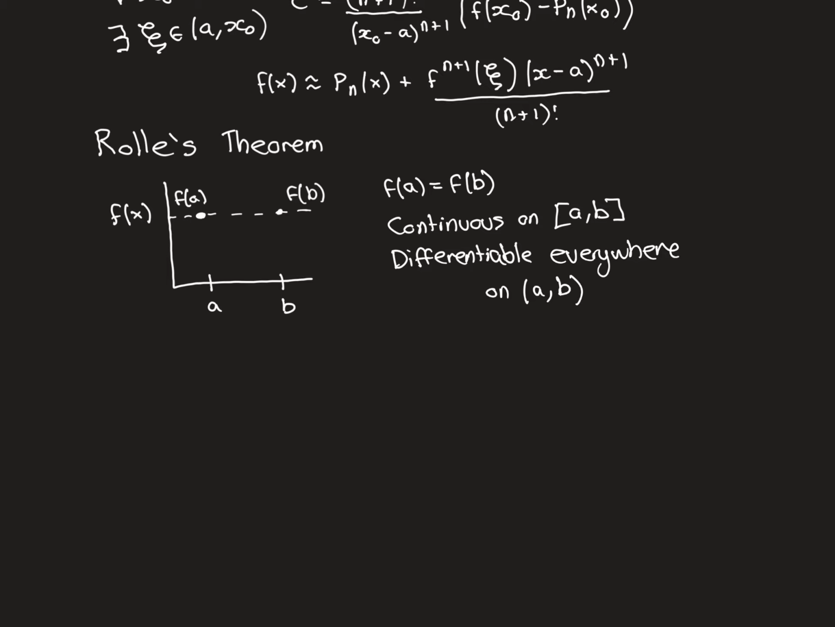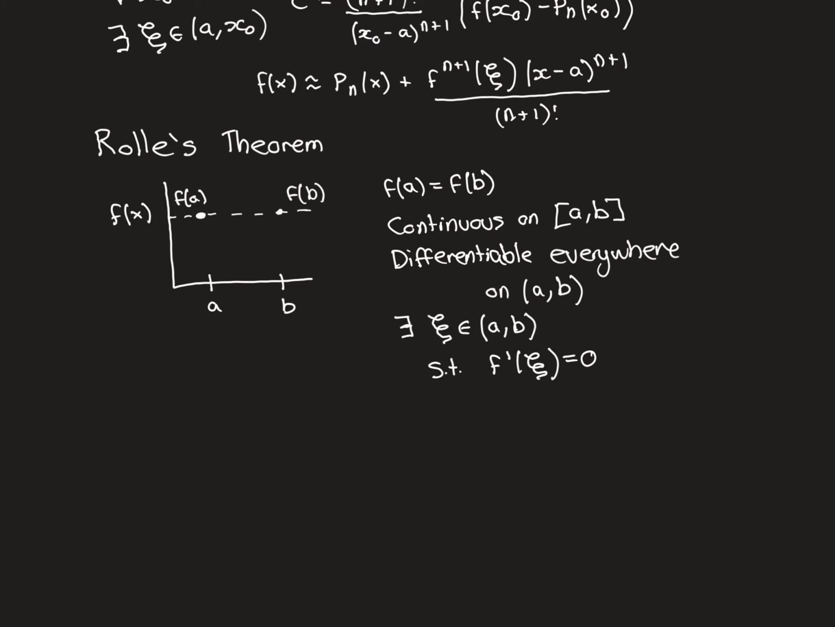Then you can conclude that somewhere in between A and B, and I'll use the same magical Greek symbol, there exists a zeta, sorry, not a zeta, a xi, which is an element of this interval AB, and it's not one of the boundaries, so it's an element of the open interval AB, such that the derivative of the function at xi is equal to 0. Now, this is a perfectly obvious theorem when you think about what it means and you look at the picture.